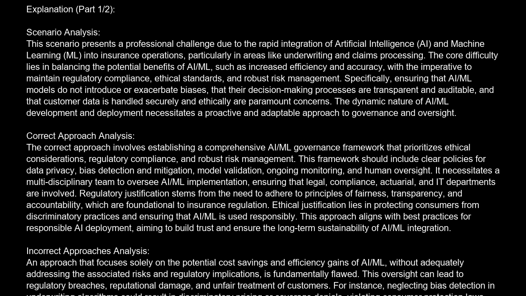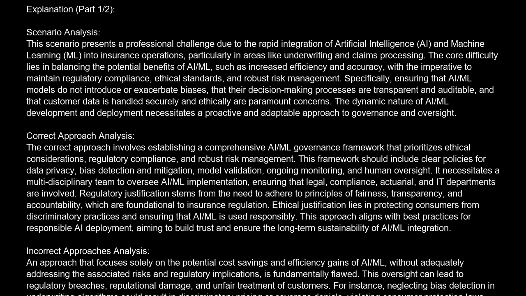Explanation. Scenario analysis. This scenario presents a professional challenge due to the rapid integration of artificial intelligence, AI, and machine learning, ML, into insurance operations, particularly in areas like underwriting and claims processing. The core difficulty lies in balancing the potential benefits of AI/ML, such as increased efficiency and accuracy, with the imperative to maintain regulatory compliance, ethical standards, and robust risk management.